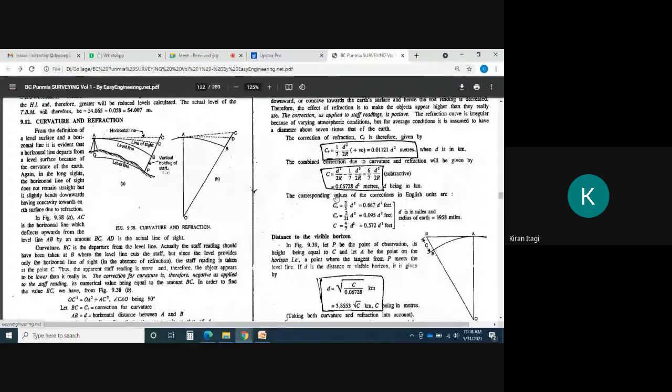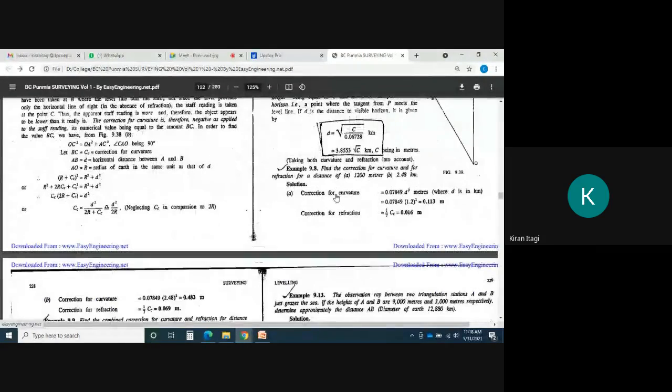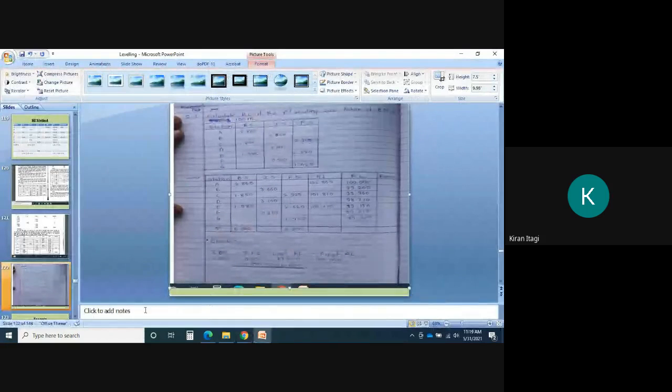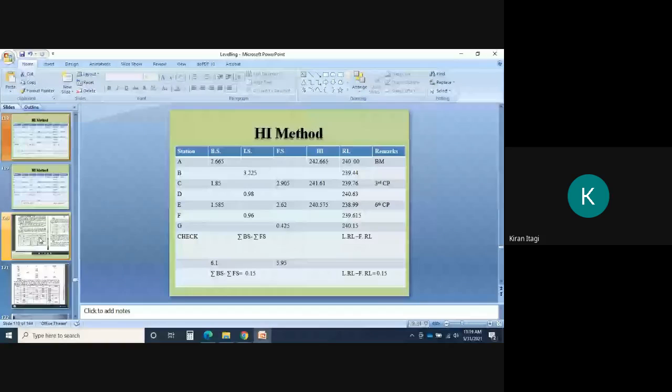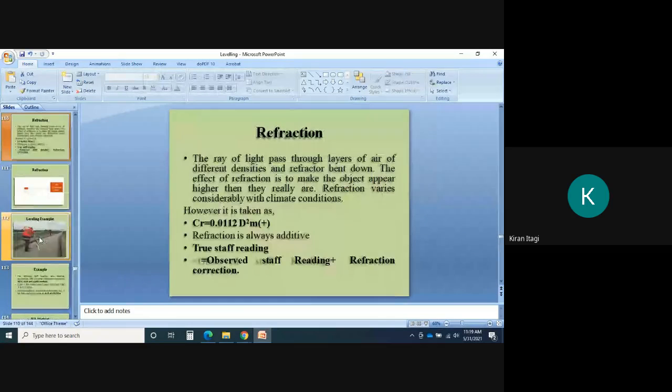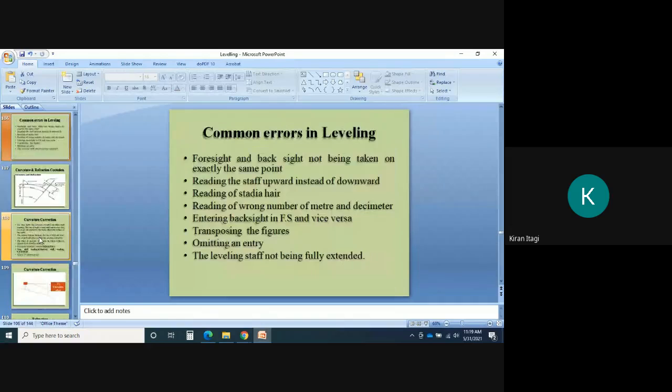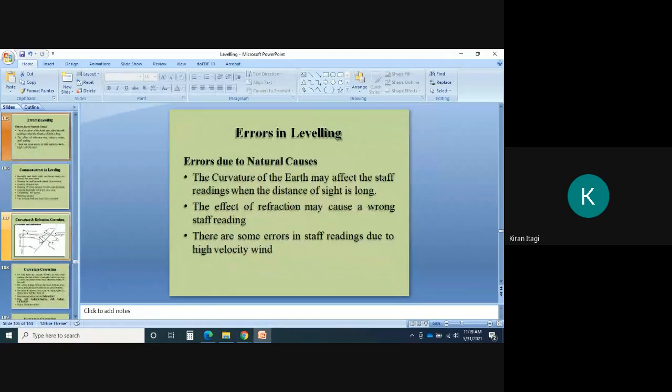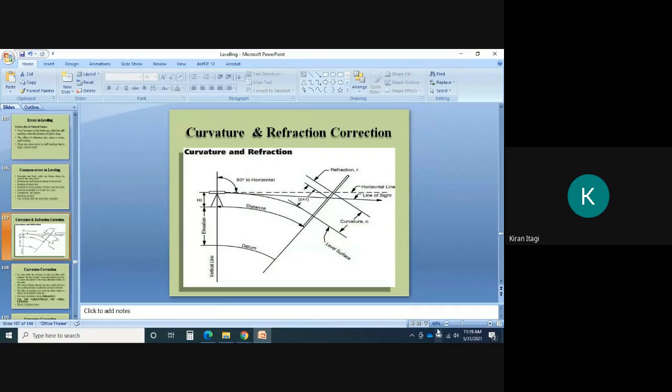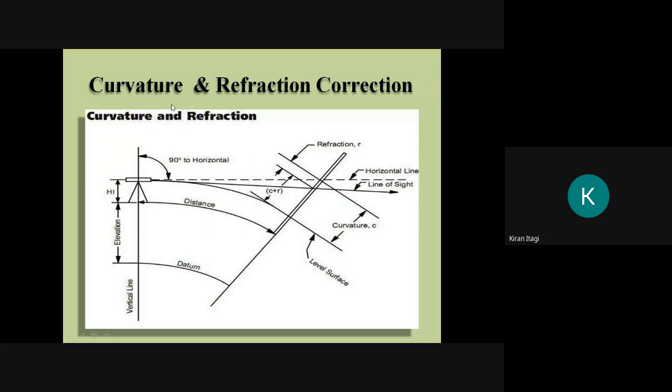For refraction error, we have 0.01121. We will see this in the numericals. I will give you some formulas also, and the calculations are very simple. I think it is in the PPT. It is here, you can write it down. See, effect of curvature and refraction.